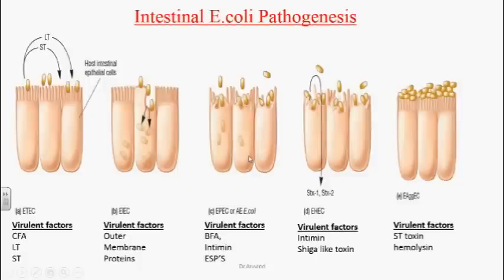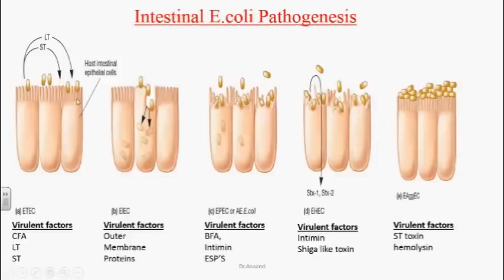So here we can see the pathogenesis of intestinal E. coli in a diagrammatic representation. There are 5 strains of E. coli: enterotoxigenic E. coli, enteroinvasive E. coli, enteropathogenic E. coli, enterohemorrhagic, and enteroaggregative E. coli. 5 varieties of E. coli. So first, enterotoxigenic E. coli.